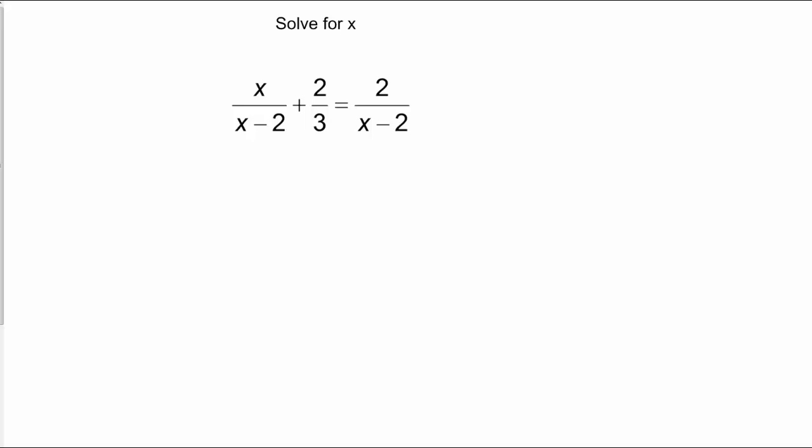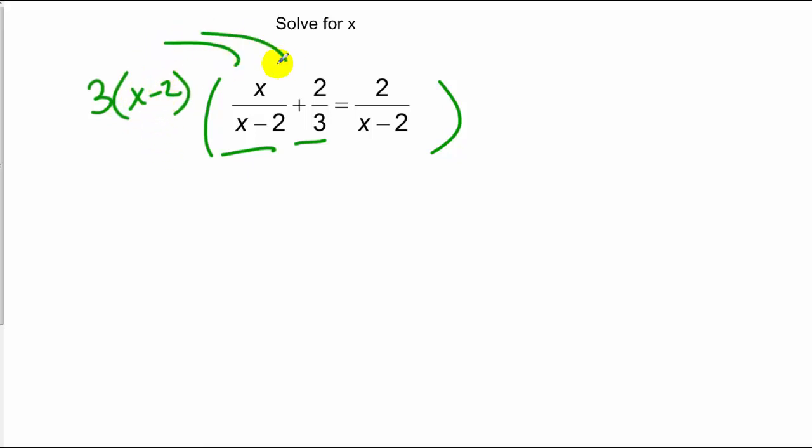Here's another example. Notice I have a constant term and a binomial. I'll need both of those in my LCD, so I'm going to multiply by 3 times the quantity x minus 2 to each term. When I multiply this first quantity, the x minus 2 is reduced, leaving me with 3x. Second quantity, the 3 is reduced, leaving me with the original 2 in the numerator and this x minus 2. And in this last term, the x minus 2 is once again reduced. So I have a 2 times a 3, or 6.